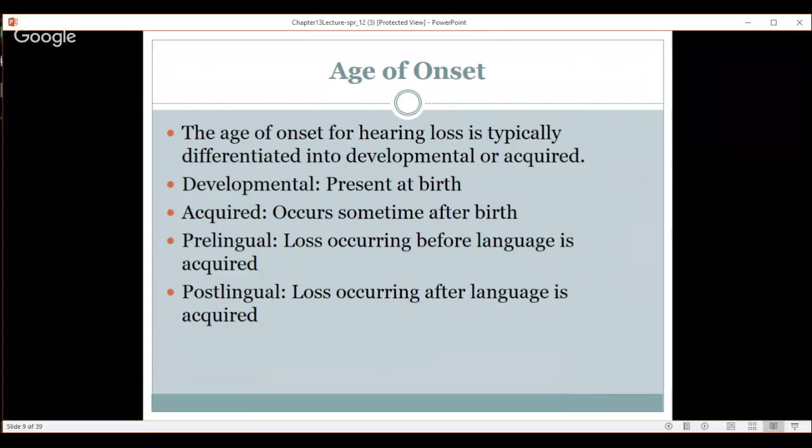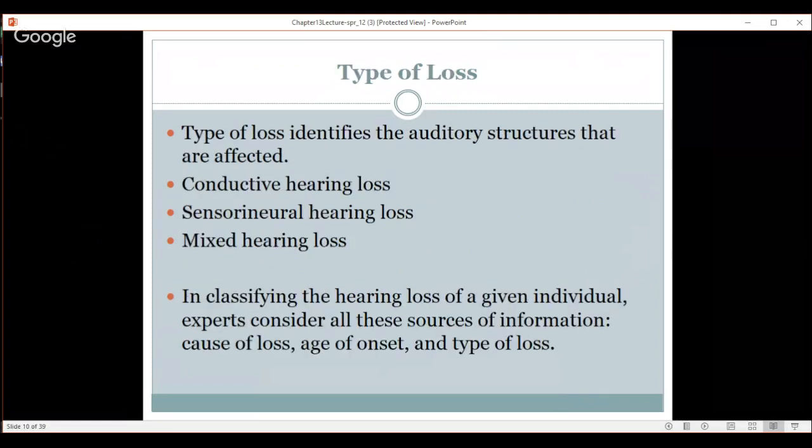Prelingual is the loss occurring before language is acquired, and postlingual, the loss occurring after language is acquired. And then looking at the different types of hearing loss, these identify the auditory structures that are affected. The three different types of hearing loss include conductive, sensory neural, and mixed. We'll look at each of those a little bit closer on the next couple of slides.